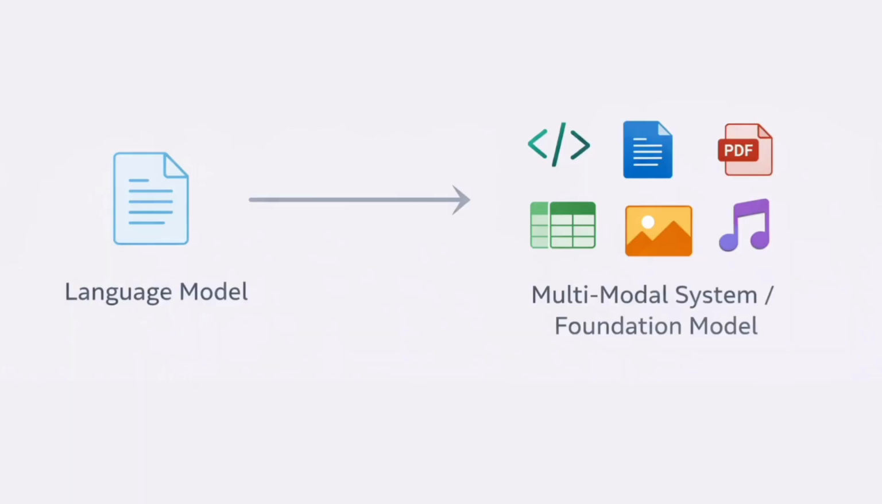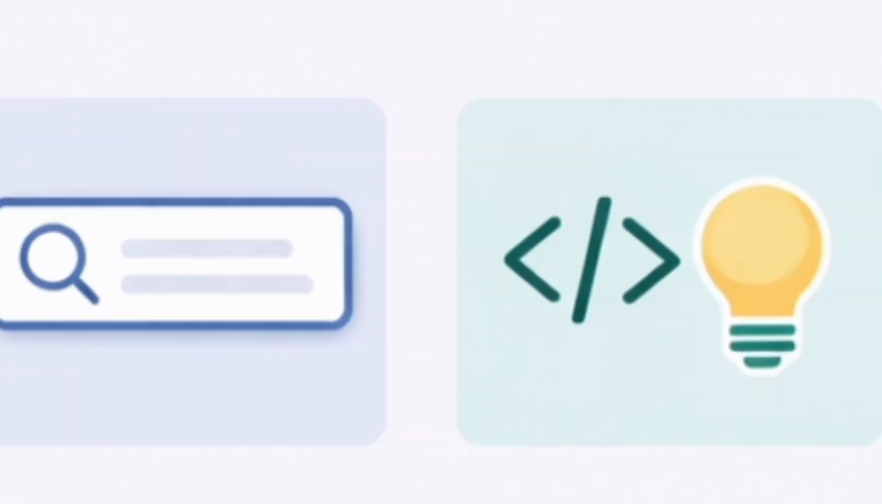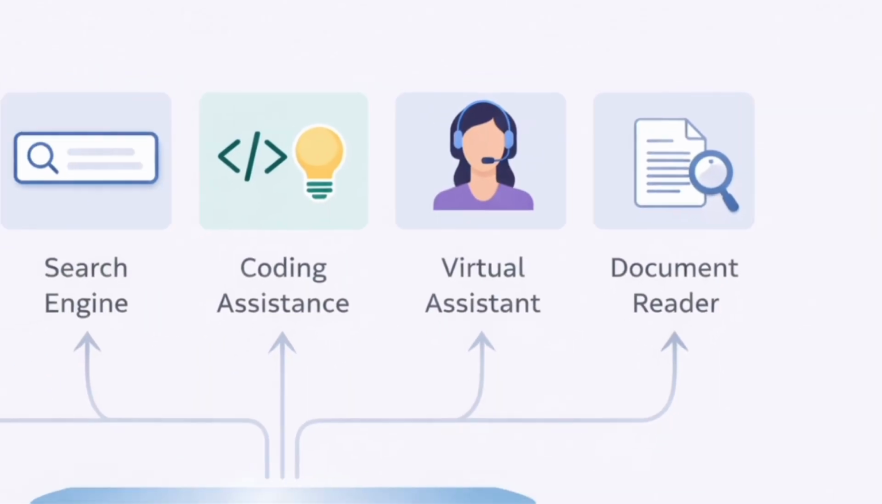And like this, the language model slowly became a bigger, multi-modal system, or you can say a foundation model. Now, this foundation AI model is not just built for one task. It becomes a base layer for many applications which we use in our daily lives. Chatbots, search engines, virtual assistants, coding assistants, document readers, and all of them rely on the same underlying foundation. That's why it's called foundation.